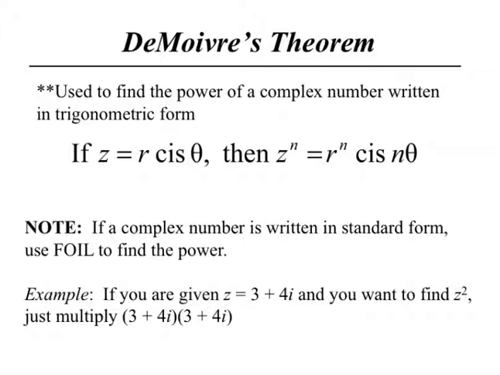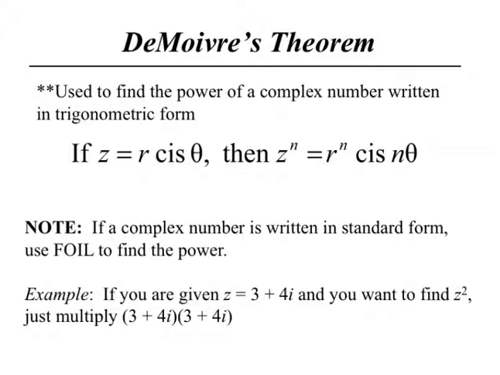It's used to find the power of a complex number written in trigonometric form. So if z equals r cis theta, remember, this is nothing more than another way to write a complex number, because up until this point we've been putting r comma theta. How you find the power is you take the radius to the power and multiply the angle by the power. So if z equals r cis theta, then z to the n equals r to the n cis n theta.